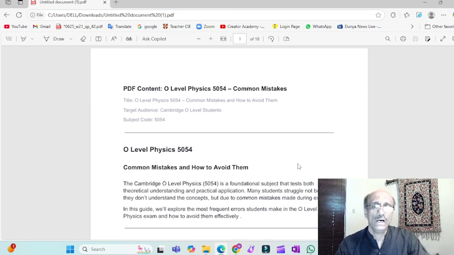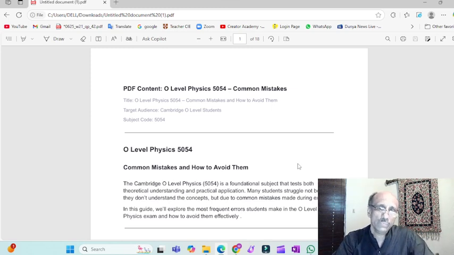Today I am going to discuss the common mistakes which are made by students so many times in the papers, so they do not get the required grades. This topic is related to O-level Physics 5054, O-level IGCSE Physics 0625, and GCSE Physics 0702. Because they are all related to the O levels, their syllabus is almost the same.